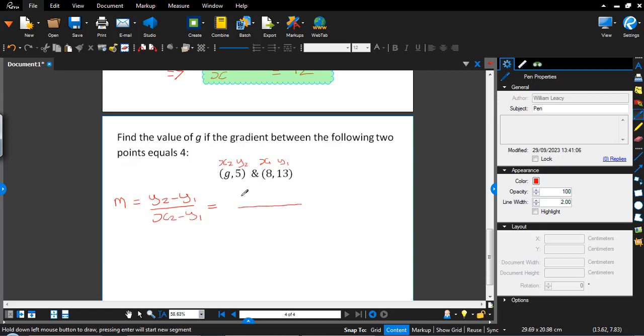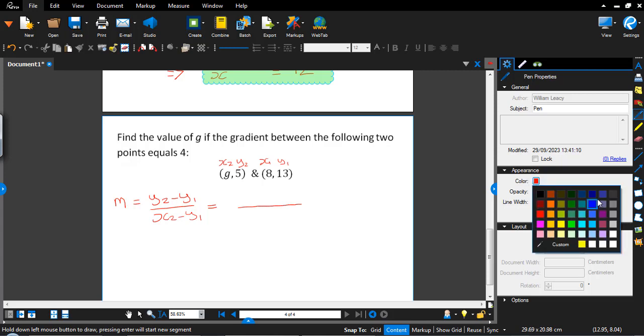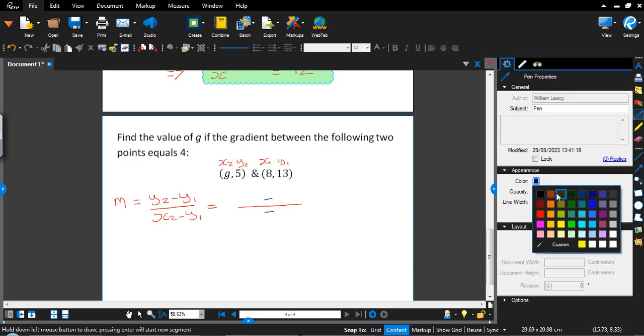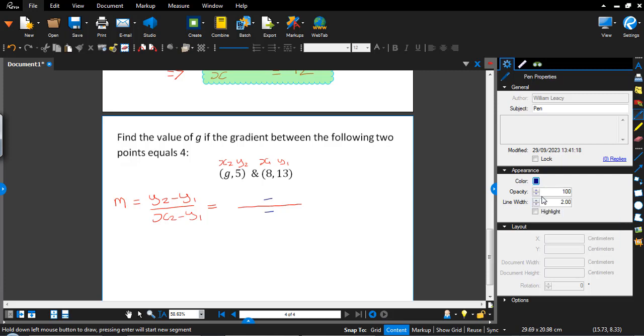That equals. Now, do what I told you in class, because this is the place where most people make mistakes. Just stick in those minuses straight away. Straight away, just put them in. Luckily we don't have any negatives here, so it's not too bad. But anyway, y2 minus y1, so it's 5 minus 13. You can do 13 minus 5 over x2 minus x1, which is g minus 8. You're going to get 8 minus g equals 4. Yeah, because we're told m is 4.